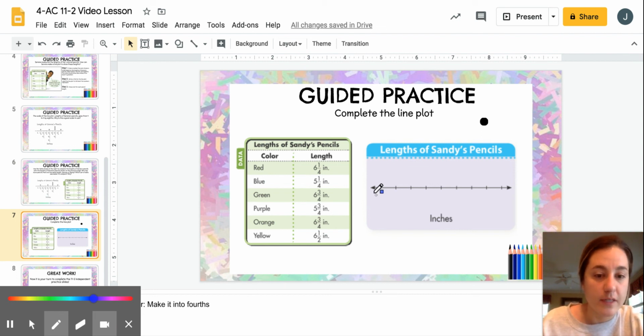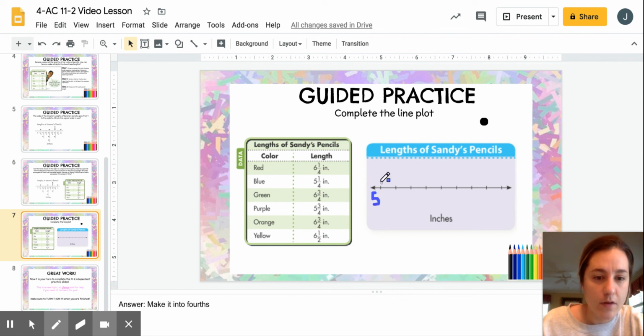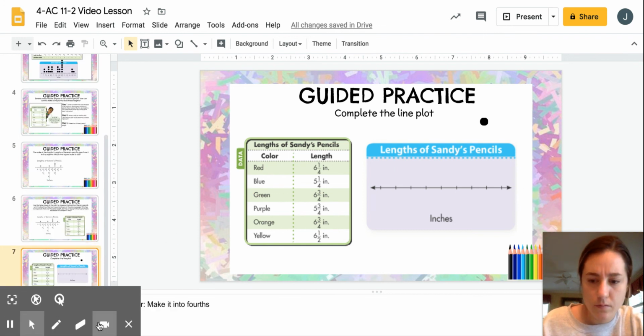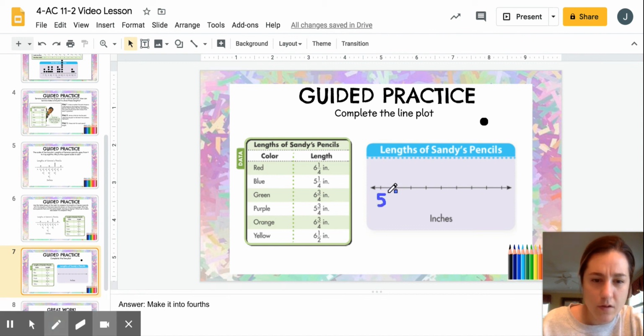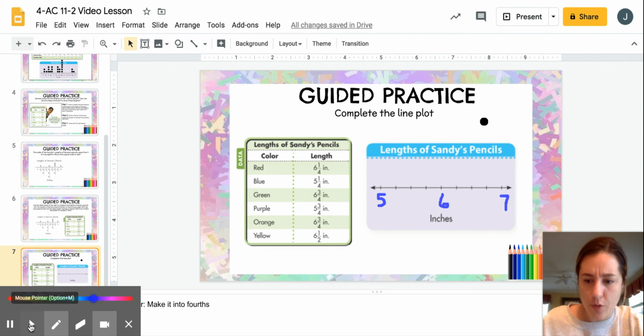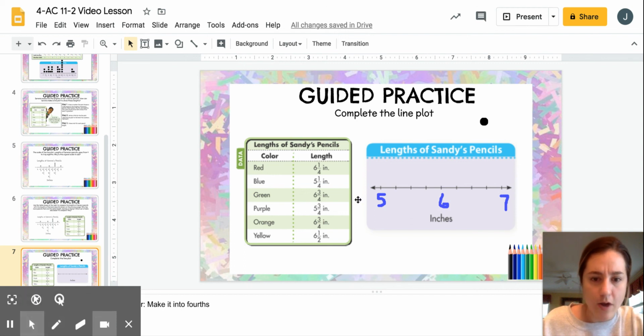I start from least to greatest. So 5 and 1/4. Okay, sorry. So start with 5, 5 and 1/4, 5 and 2/4, 5 and 3/4, and 6. 6 and 1/4, 6 and 2/4, 6 and 3/4, 7. Okay, so now I am going to drag my dots.